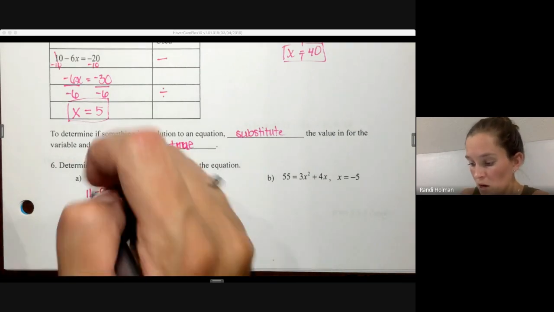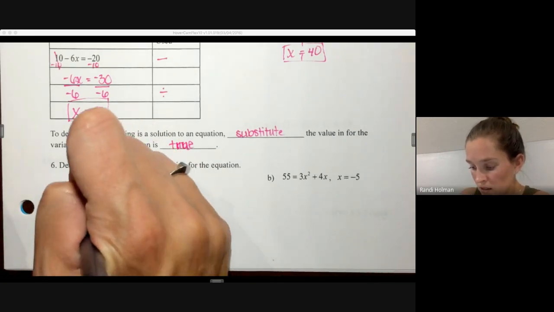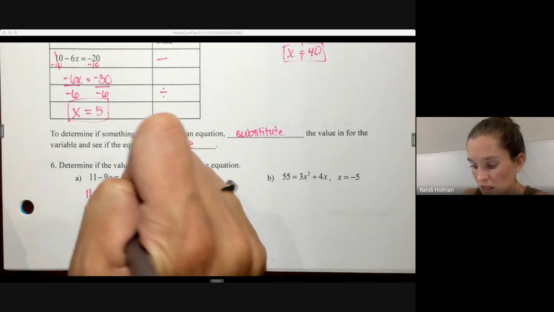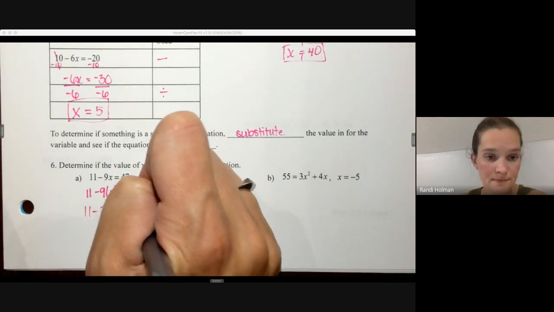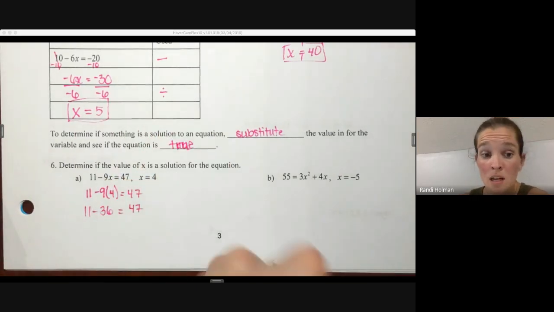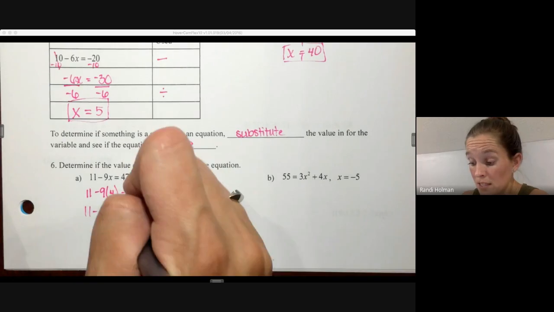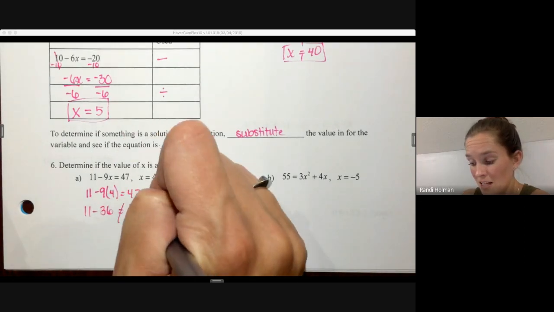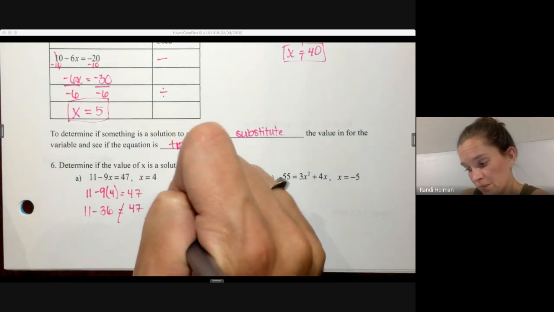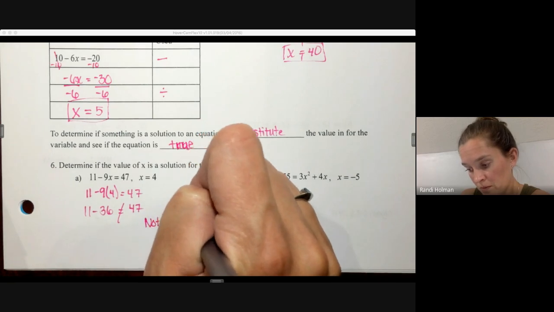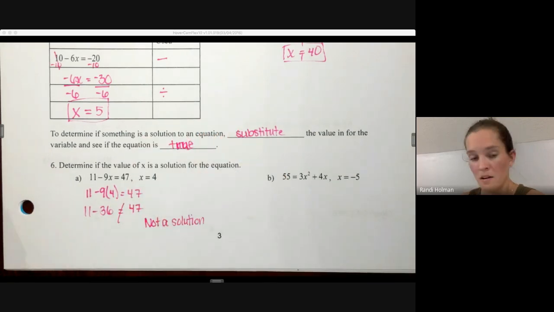9 times 4 is 36. Is 11 minus 36 equal to 47? Okay, and when you get to this point, you can figure out what 11 minus 36 is. It's negative 25, or you could just say, it's not 47, so this is not a solution. All right, let's try another one.